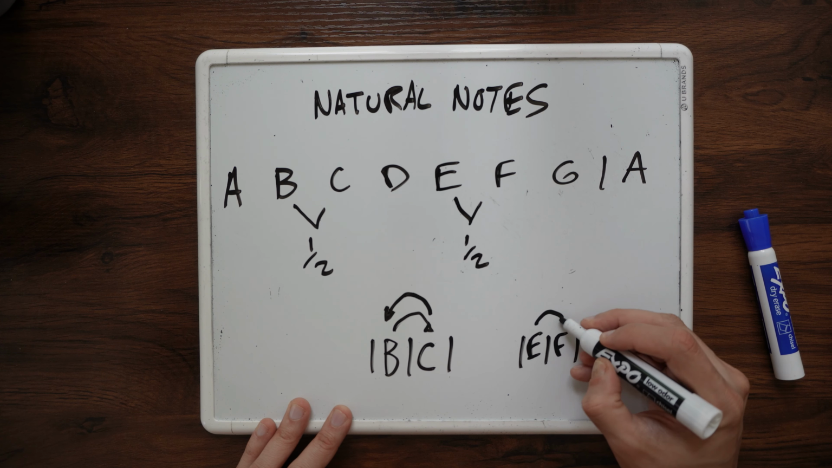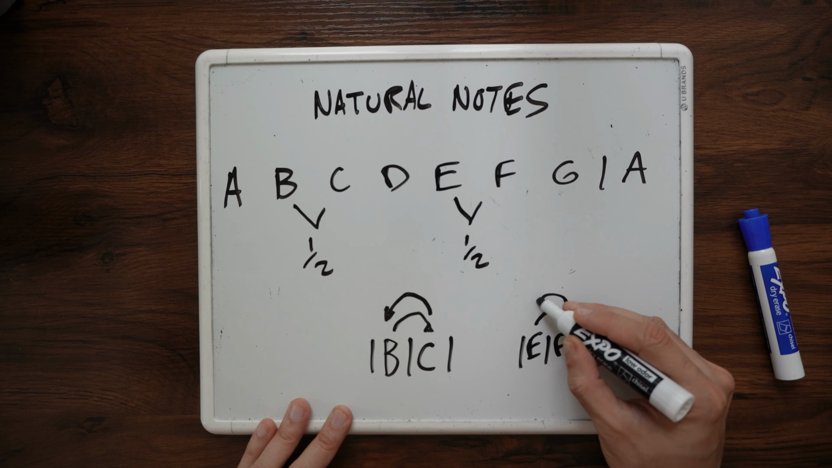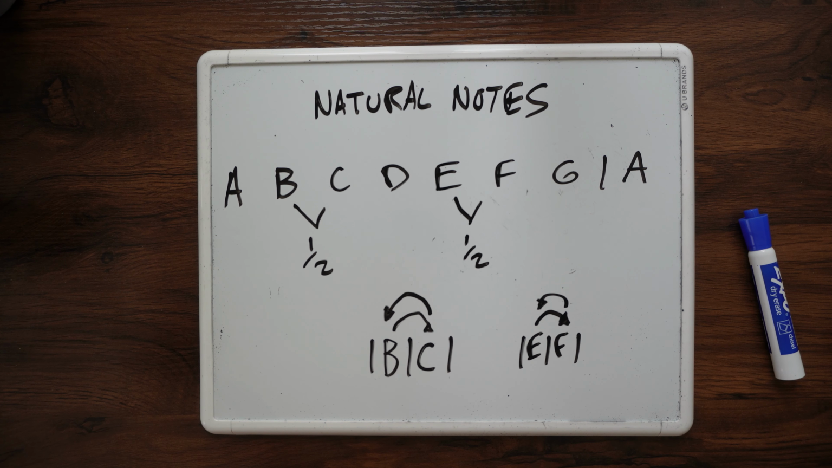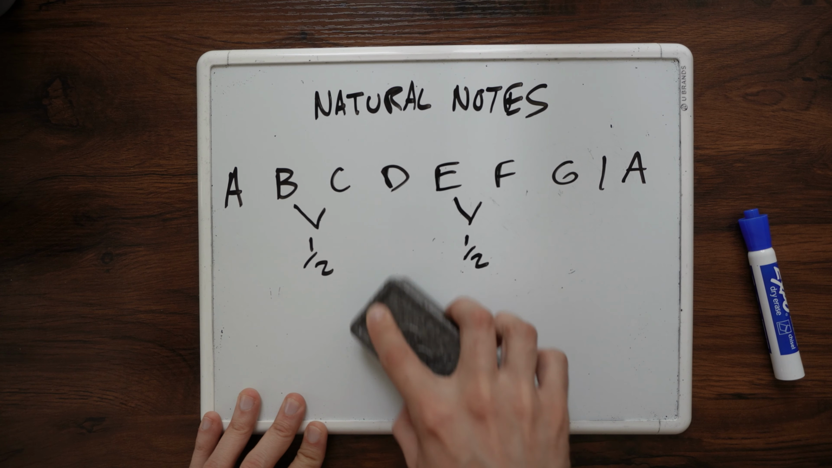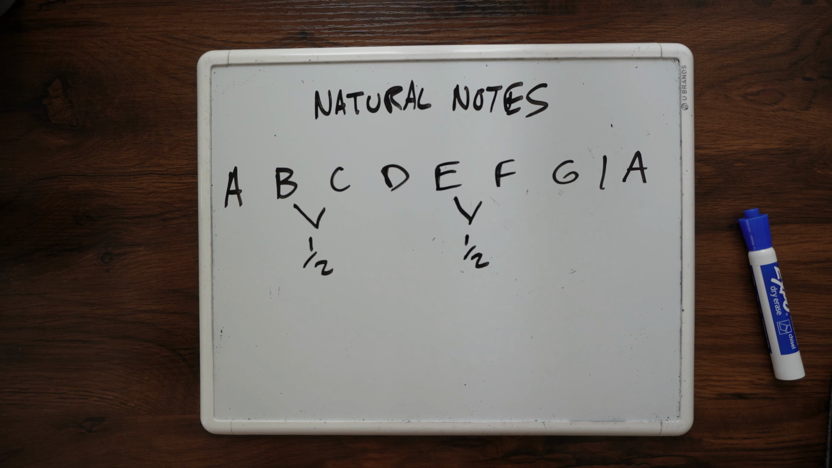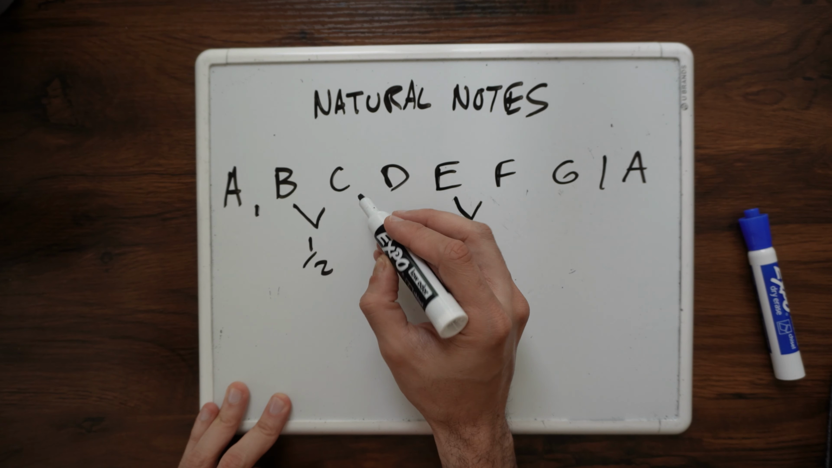If you're on E, the next note is an F. The previous note is an E. There's nothing in between them. Okay. Between all of the other notes in this sequence of natural notes, there's going to be a whole step.